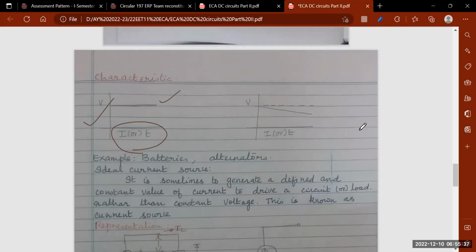But for a practical voltage source, there is a drop because of the source resistance. This dotted line is the constant voltage, and this line represents the voltage output from the practical voltage source, and this distance is the drop. This distance is known as the drop occurring in my source resistance. Generally, examples of practical voltage sources are normal batteries, alternators, etc. Okay.